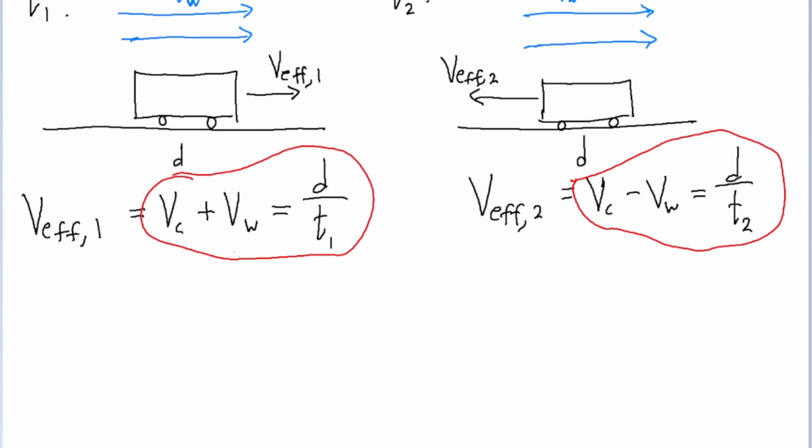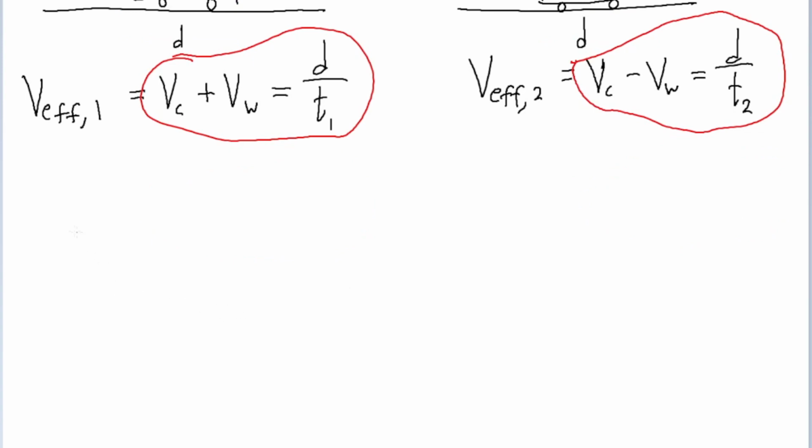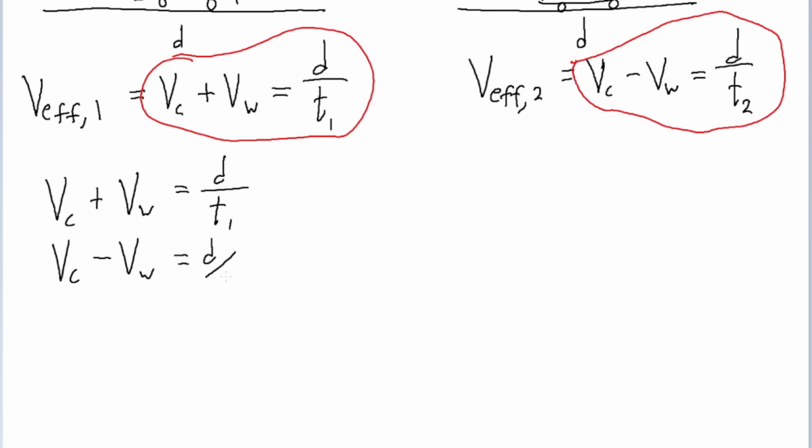Notice that one of our equations has a positive v sub w, and the other equation has a negative v sub w. So if we add the two equations together, then those v sub w's will cancel out. So we have v sub c plus v sub w equals d over t sub 1. And we're adding to this v sub c minus v sub w equals d over t sub 2. We're adding these two equations together, and we can see that the v sub w's will cancel out.